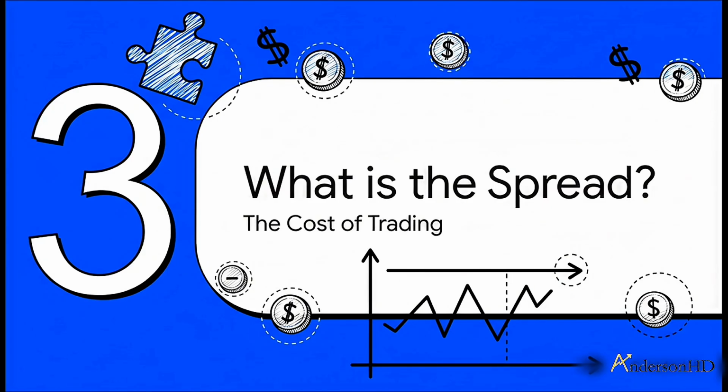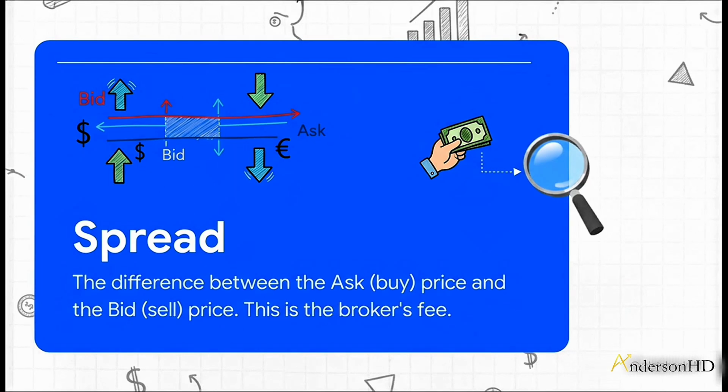All right, on to the final piece of our puzzle. Every single trade you ever take has a small built-in cost. It's not a commission you see on a statement later, it's right there in the price you're given, and this cost is called the spread. The spread is simply the tiny difference between two prices that always exist at the same time. The ask price, which is the price you can buy at, and the bid price, which is the price you can sell at. That little gap between the two, that's how your broker makes their money.